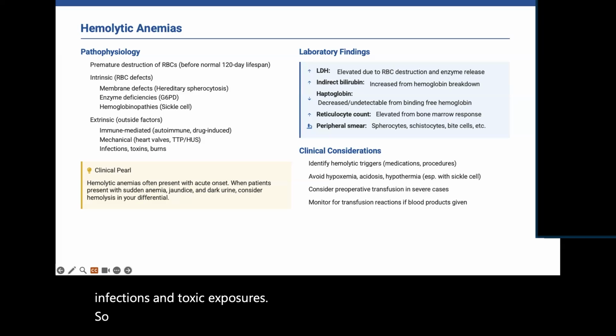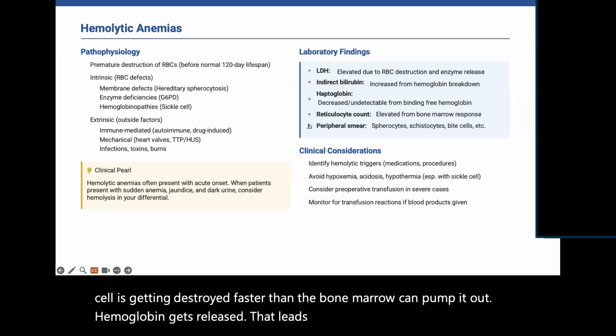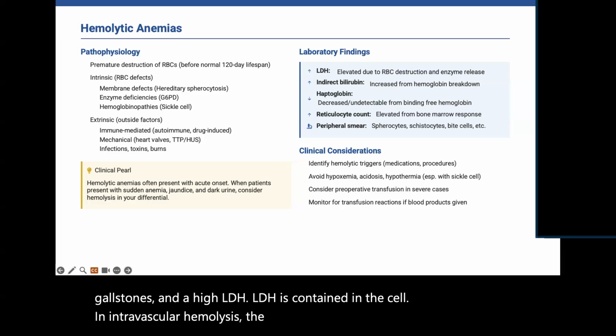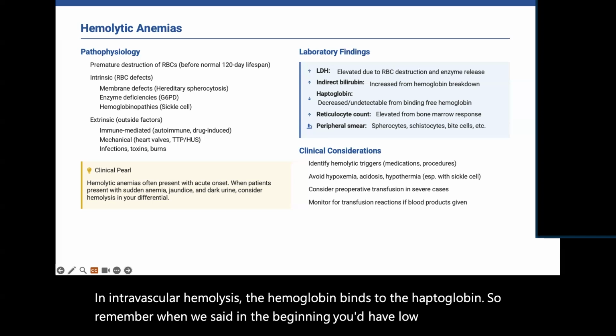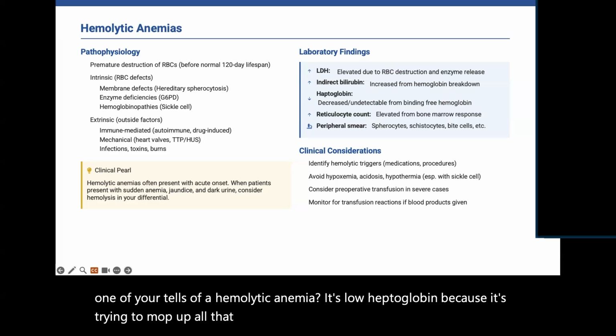So what happens pathophysiologically in hemolysis is that the red blood cell is getting destroyed faster than the bone marrow can pump it out. Hemoglobin gets released. That leads to jaundice, pigmentation, gallstones, and a high LDH. LDH is contained in the cell. In intravascular hemolysis, the hemoglobin binds to the haptoglobin. So remember, when we said in the beginning, you'd have low haptoglobin as one of your tells of a hemolytic anemia. It's low haptoglobin because it's trying to mop up all that hemoglobin.